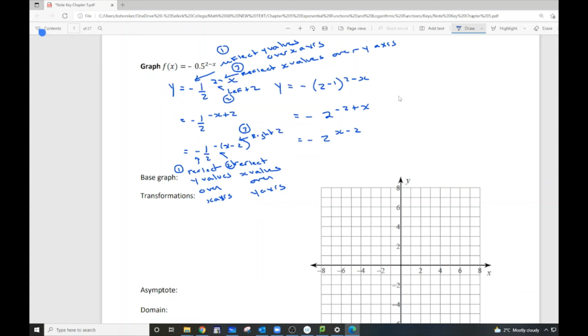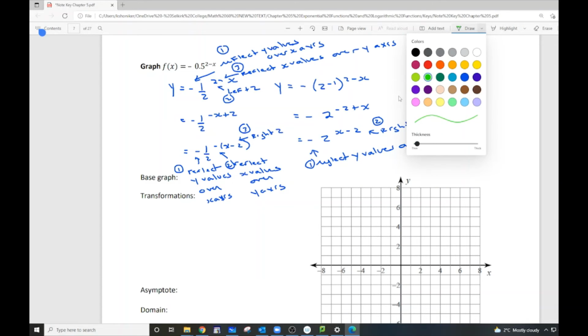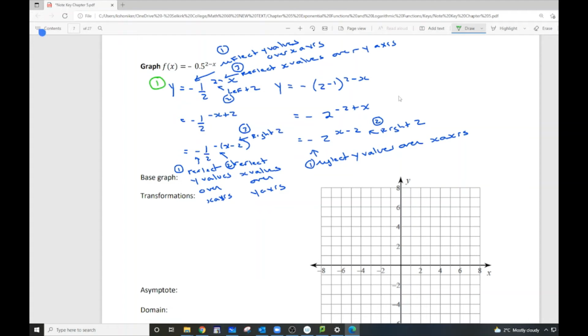Or if you made your base at 2, you could simply reflect y values over x-axis, and then you could just go right 2. So looking at this, right, we have three options. 1, 2 is my order. We have three options. Option 1 is to graph the way the textbook does.